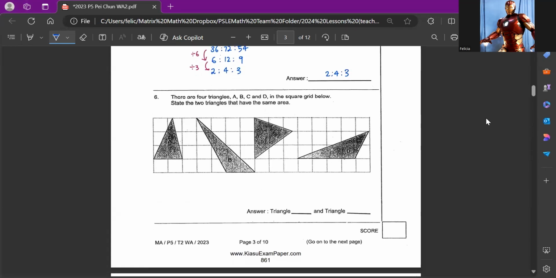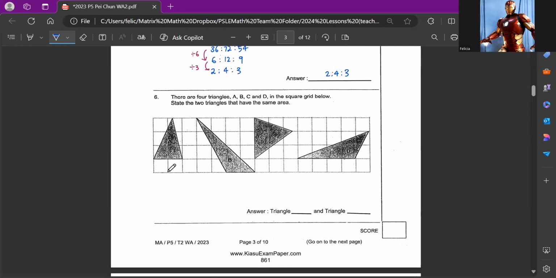Question 6. There are 4 triangles here, A, B, C, D. It's a bit dark, I hope you can see it. State the 2 triangles that have the same area. Notice that they are all made up of different shapes and sizes. It's a bit difficult to tell straight away which ones have the same area. So what you have to do is probably calculate the areas for each of them.